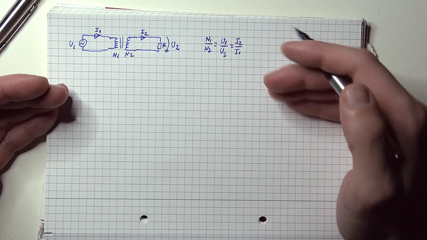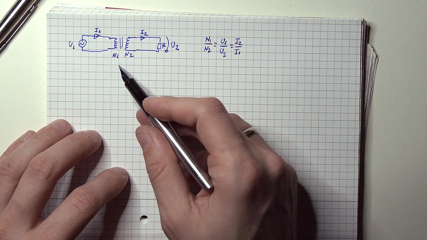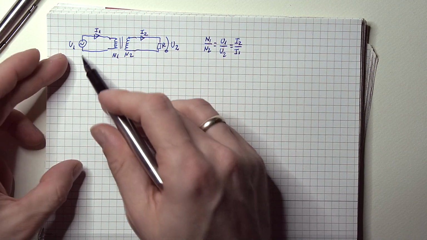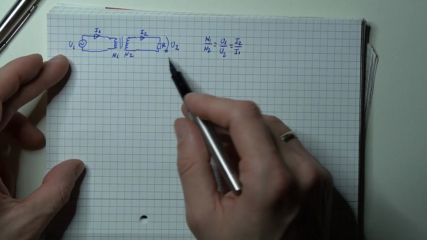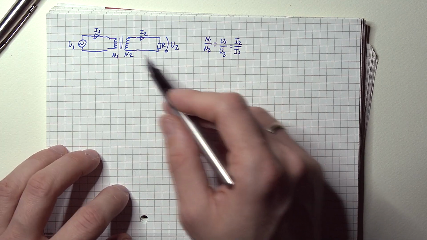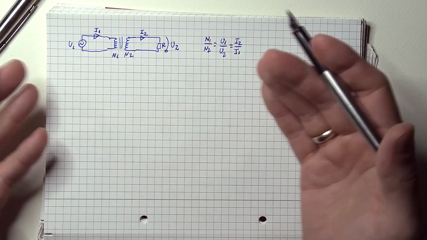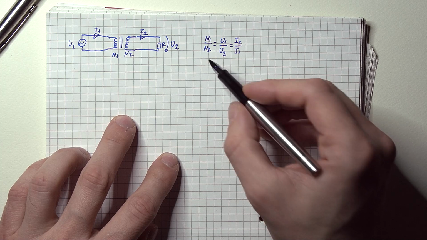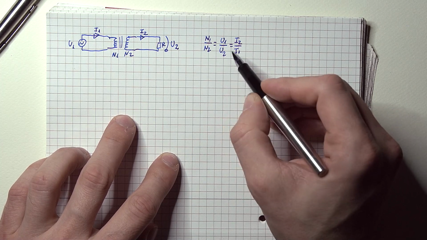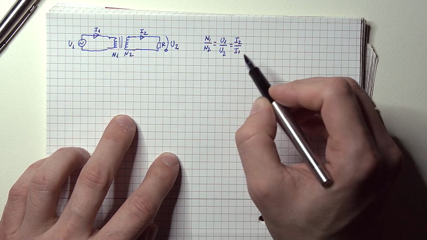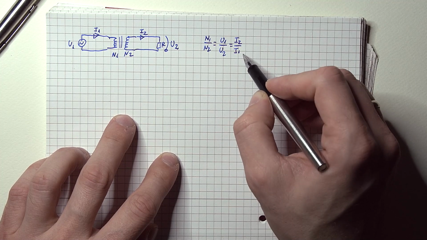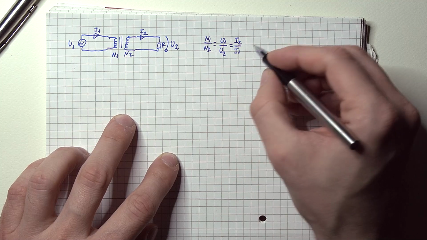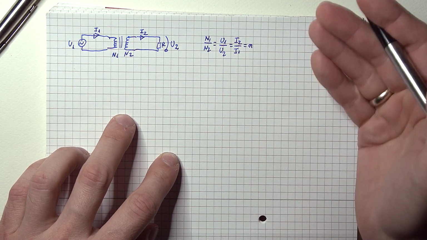Now, for an ideal transformer that has a specific number of turns on the primary and on the secondary, if we apply a specific voltage on the input, we'll get a specific voltage on the output, and then a certain current on the input and a certain current on the output. And for the ideal transformer, we can say that our turns ratio is equal to the voltage ratio, and it's equal to the inverse of the current ratio. Now, just to keep things simple, this turns ratio we can also equate to a value n.